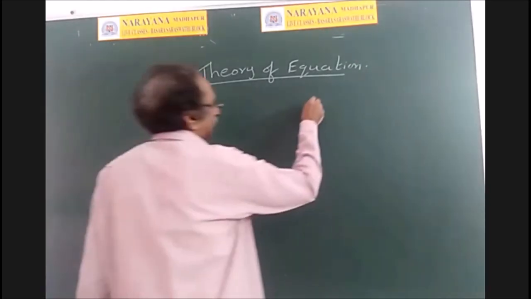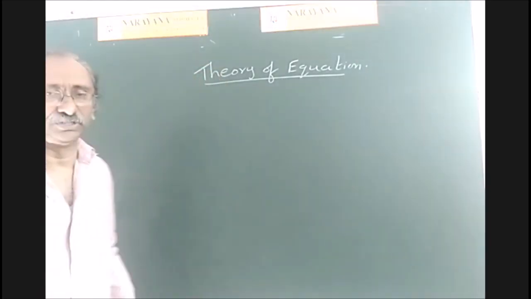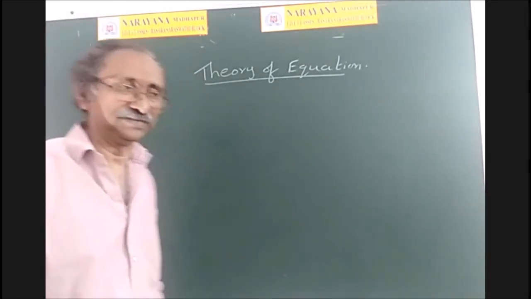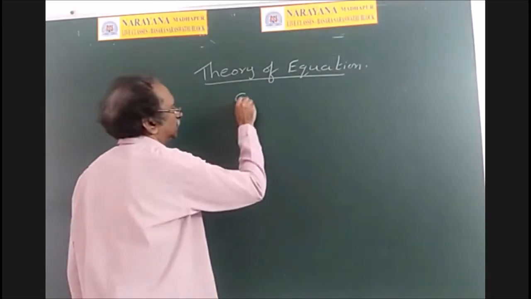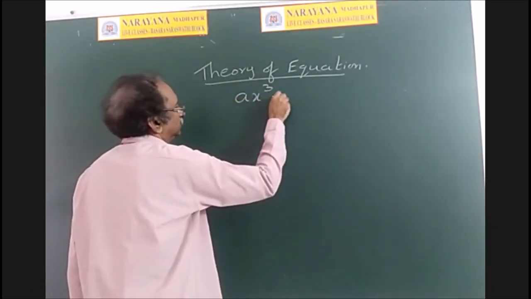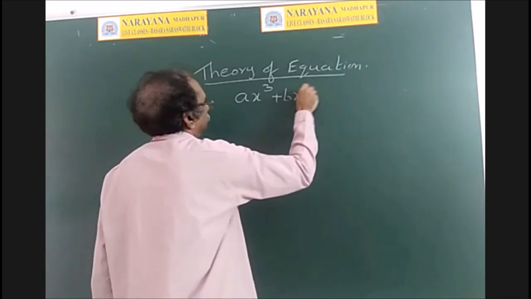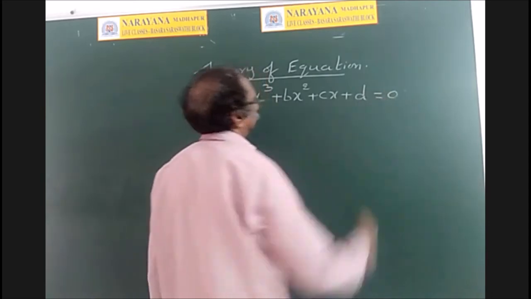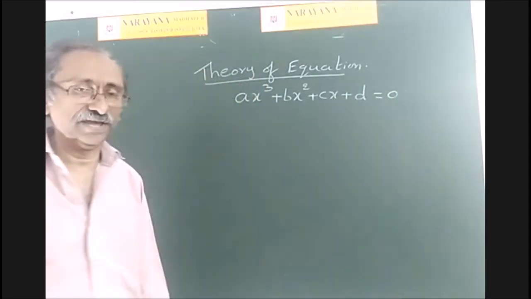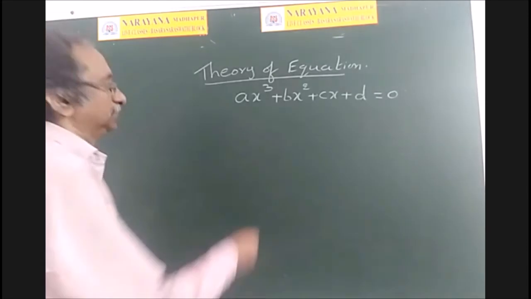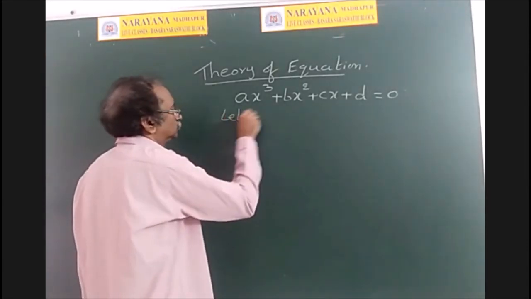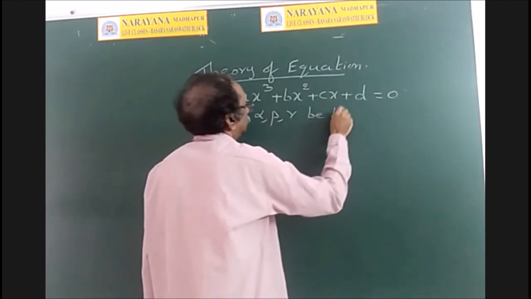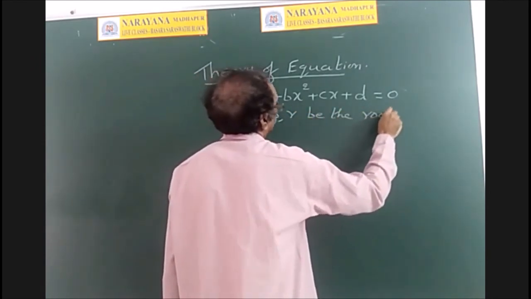Just like ax square plus bx plus c equal to 0 has two roots alpha and beta, sum of the roots is minus b by a, product of the roots is c by a. The cubic equation has three roots. The standard cubic equation is ax cube plus bx square plus cx plus d equal to 0. Now it has three roots, so let alpha, beta, gamma be the roots.